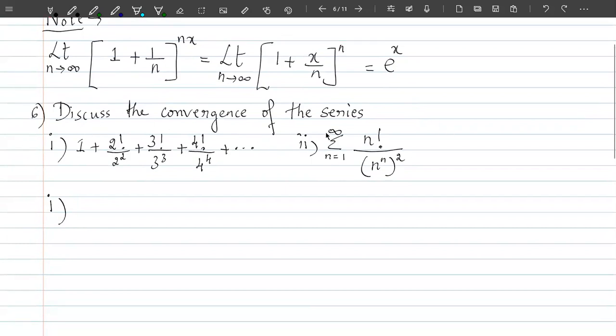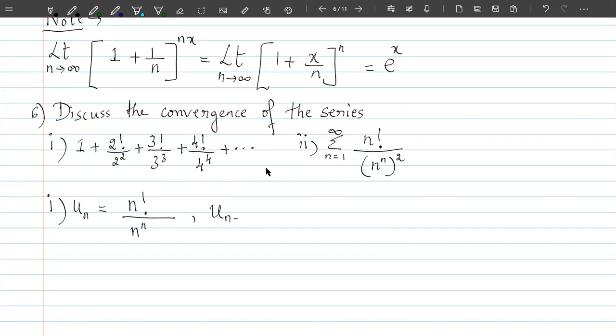First one: discuss the convergence of the series 1 + 2!/2^2 + 3!/3^3 + 4!/4^4, etc. In this problem, what will be un equal to? Here u1 is 1!/1^1, u2 is 2!/2^2, and so on. If you continue, the value of un must be equal to n! divided by n^n.